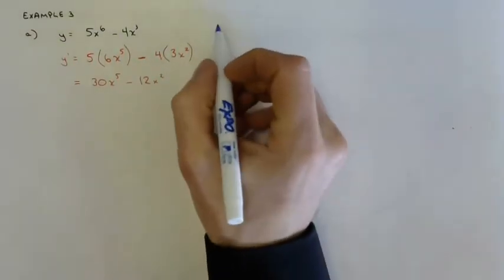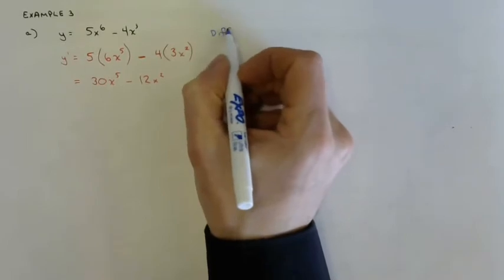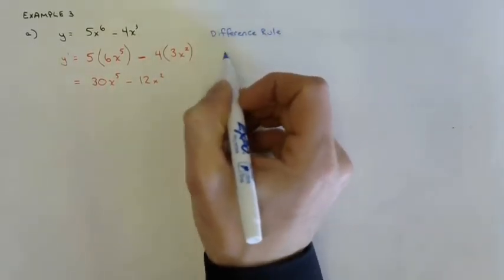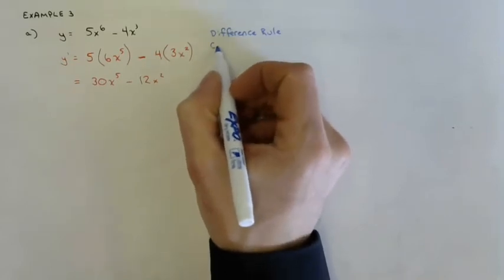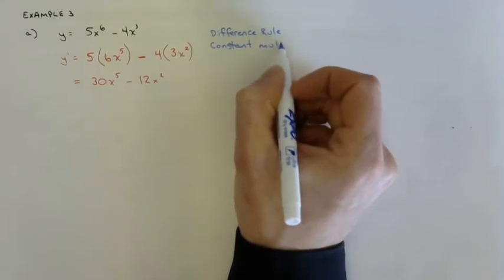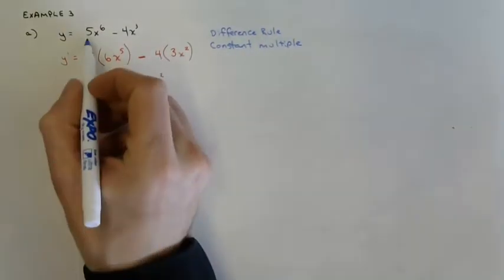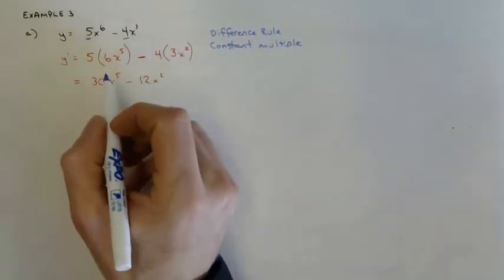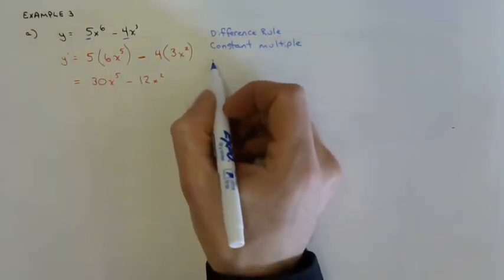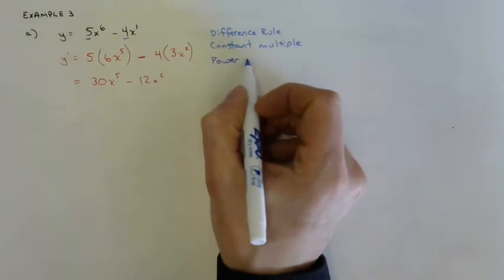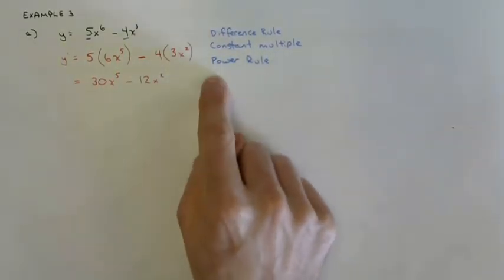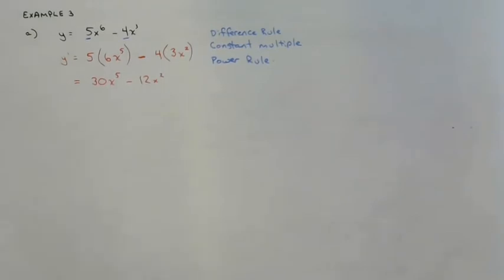What did we do here? We had a difference rule. I'm just writing all of the ones that we used. We had a constant multiple. That was leaving the 5 out front and the 4 out front and differentiating the x term. And we used the power rule to do that. Again, the only one you really probably thought about was the power rule, and everything else just kind of happened.